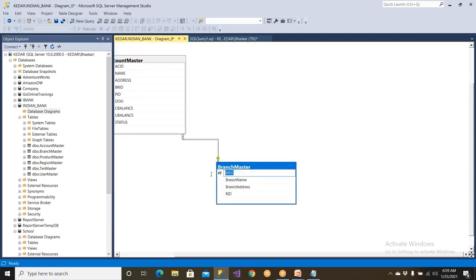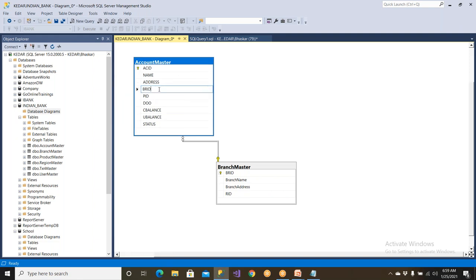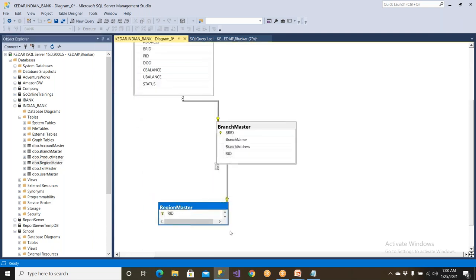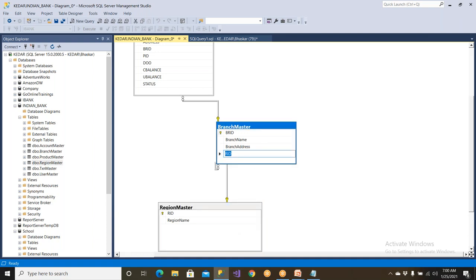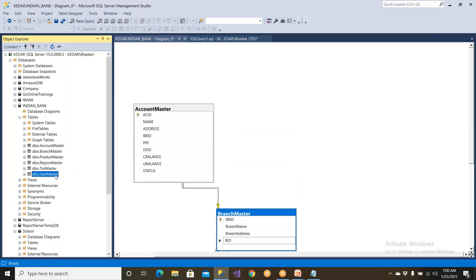Branch master BRID is a primary key, and in branch master it is a foreign key. Now you wanted to check with the region master as well. So let me drag and drop. So now region master and branch master is linked. Have you seen this? Region master and branch master is linked. What is a region master? Region master is this is a primary key and this is a foreign key here. Clear? So you should be able to see all these things by dragging and dropping the tables, you can understand which tables are getting linked or not.